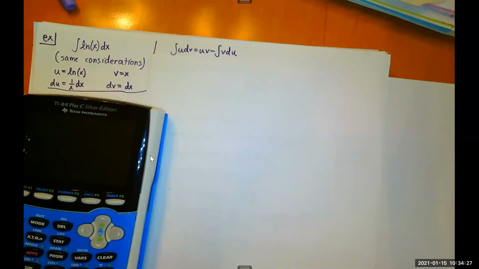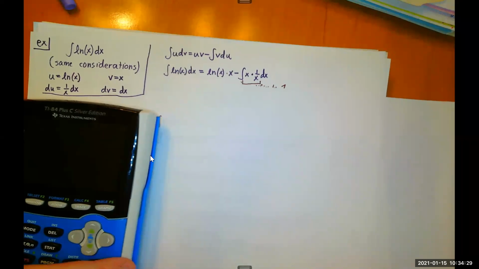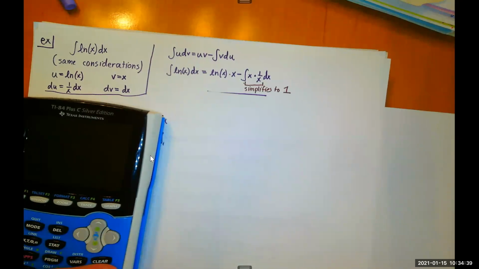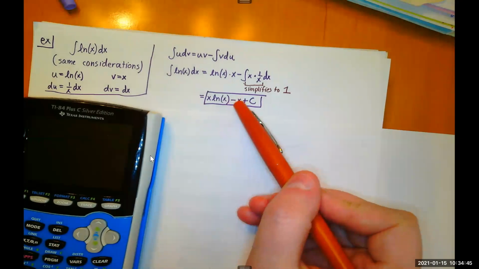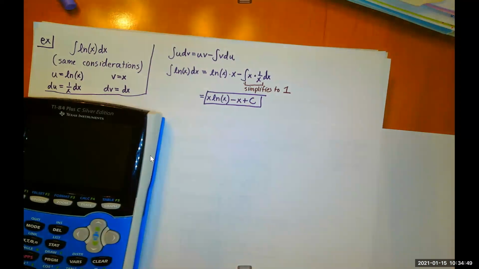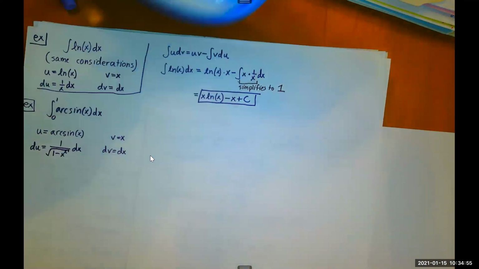So substituting into the formula, we have the antiderivative of natural log of x dx equals the natural log of x times x minus antiderivative of x times 1 over x, which is again not on our list, but can be simplified into one which is on our list. So we have x times the natural log of x minus x, which is the antiderivative of 1 dx, plus c. Nifty. That's how you do the antiderivative of natural log of x. Cool.